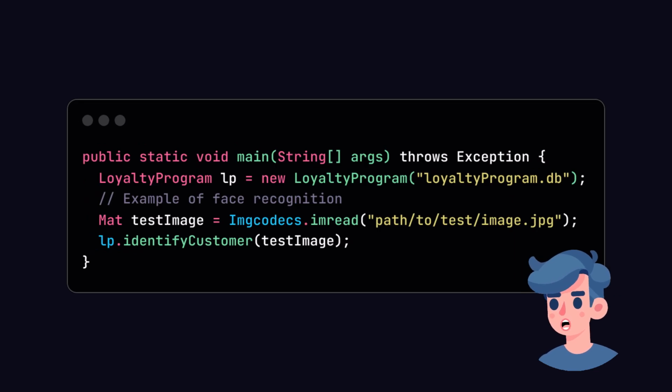Now it's time to put everything together in our main method. In the LoyaltyProgram class, let's add our main method to start the application and test our loyalty program.